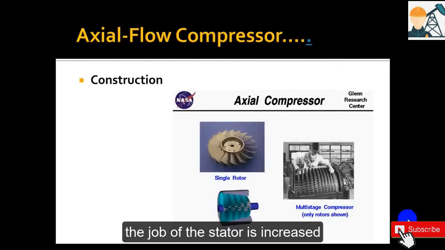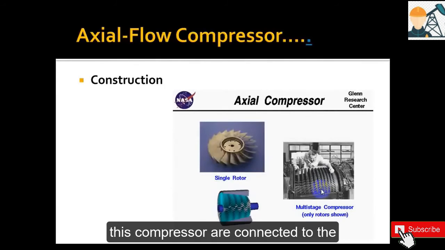The job of the stator is to increase pressure and keep the flow from spiraling around the axis, bringing the flow back parallel to the axis. In the figure on the right, we see a picture of a rotor of an axial compressor. The stators of this compressor are connected to the outer casing, which has been removed and is not shown.